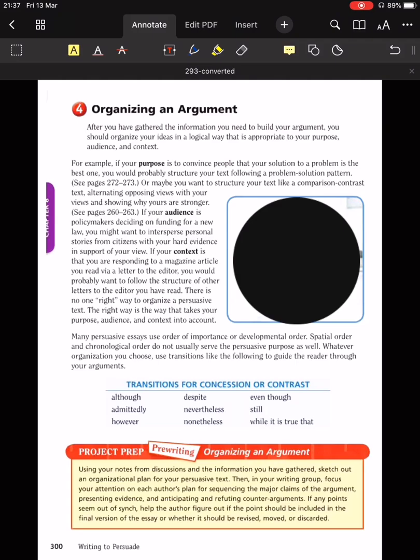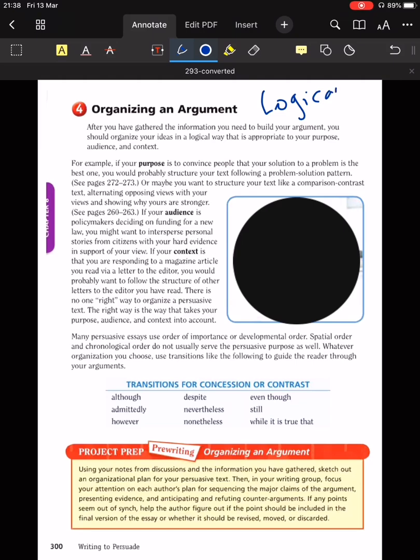Remember that for every type of writing, you have an organization. For the narrative, I have the sequential order, or maybe the logical order. Not logical, I'm sorry, the chronological order. On the other hand, I have for the descriptive writing the spatial order. For the persuasive essay, I have the logical order.